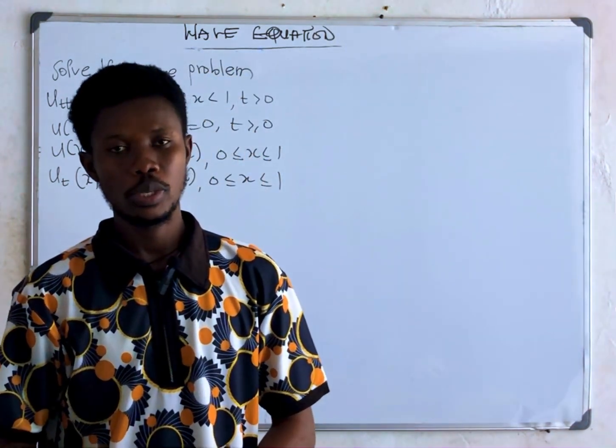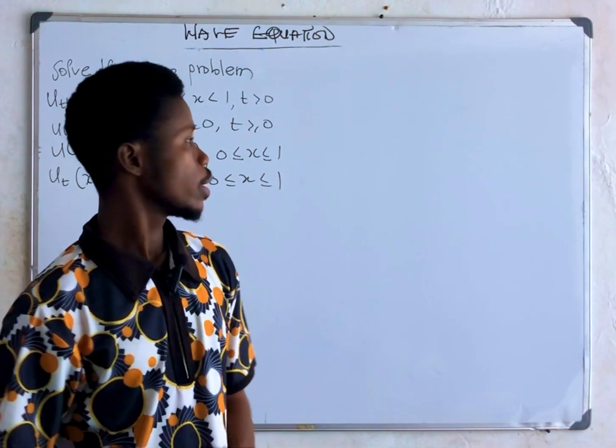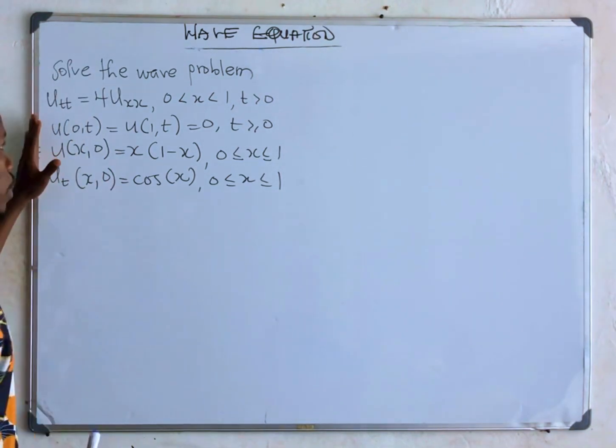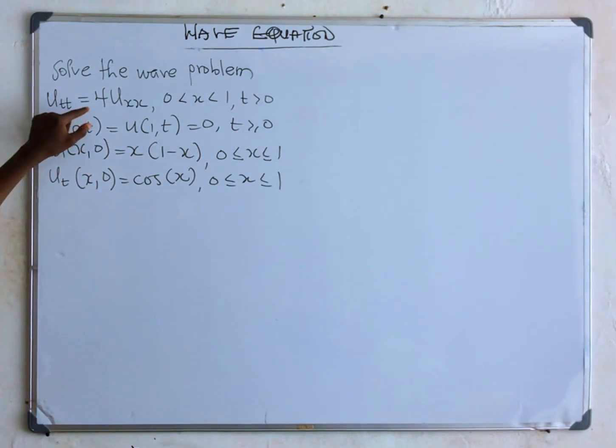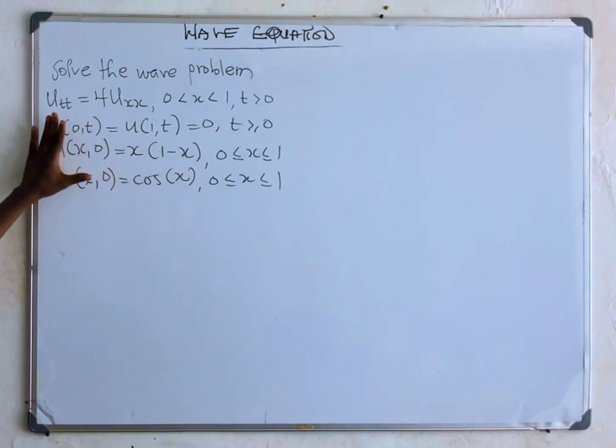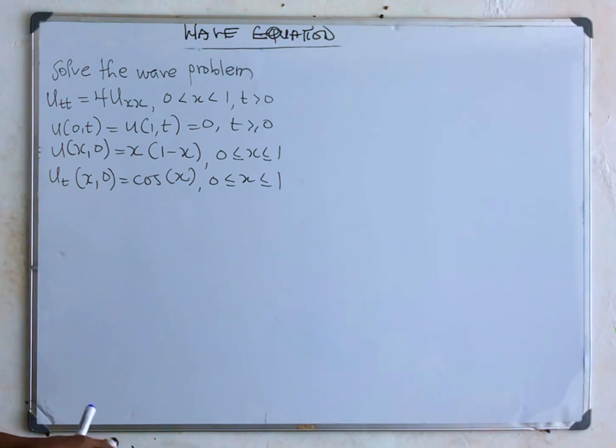Let's continue with the wave equation. Here, there's a beautiful question on the board. You have to solve this wave problem: u_tt equals 4u_xx. The boundary condition is given. Two initial conditions are also given. So let's see what we can do.